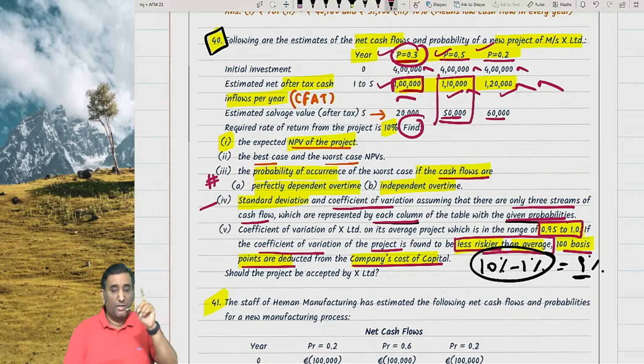And then you write what? The worst case x value probability is 30%. Middle case, whatever value comes, probability is 50%. The best case you have already calculated, I think something 92 something, and probability is what? 20%. So look at the language. There are only 3 streams of cash flows which are represented by each column of the table with the given probabilities. It means either this will happen or this will happen or third will happen. So 3 x values you have to calculate.